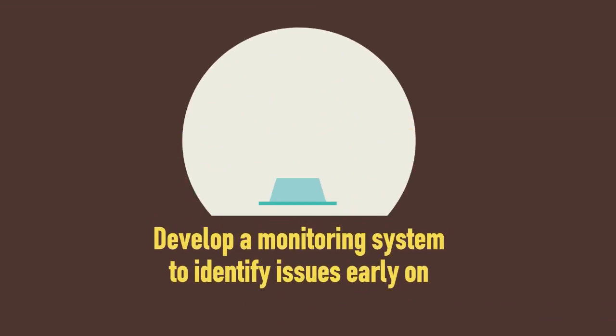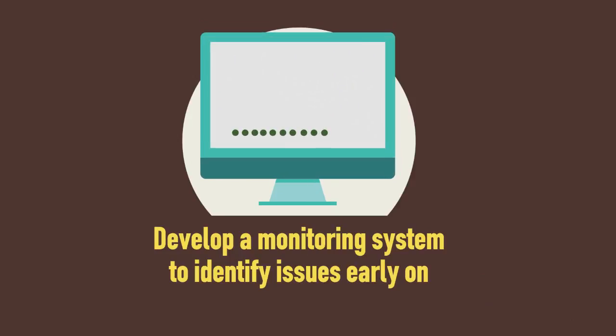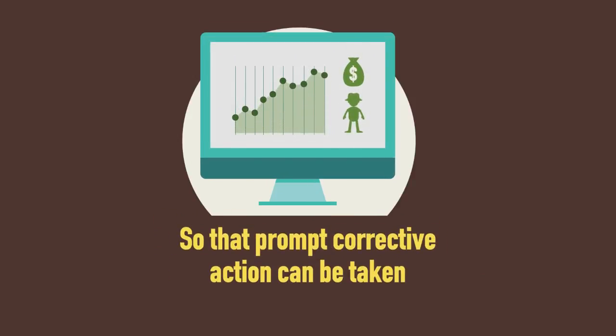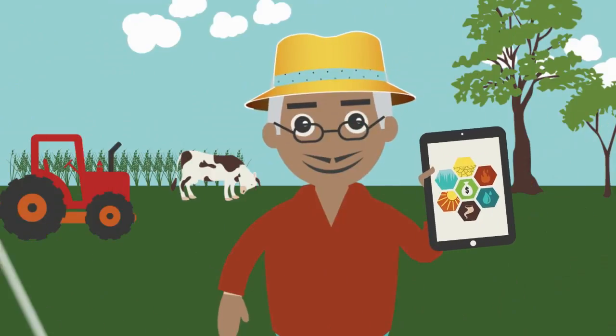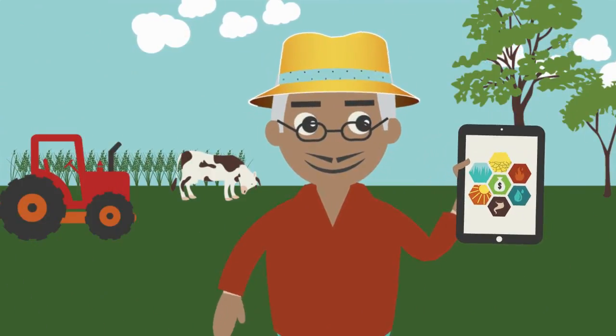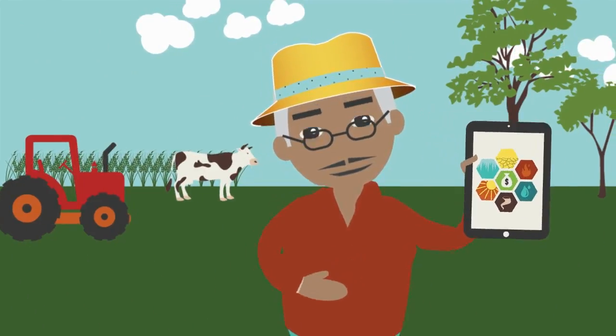And develop a monitoring system to identify issues early on so that prompt corrective action can be taken. This may involve contracting agricultural experts to warn of impending issues.